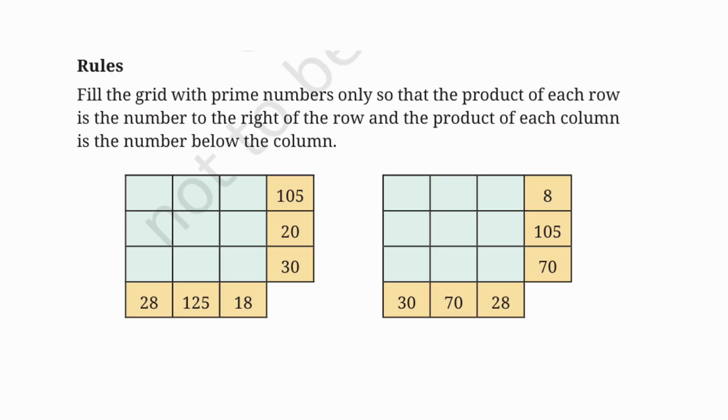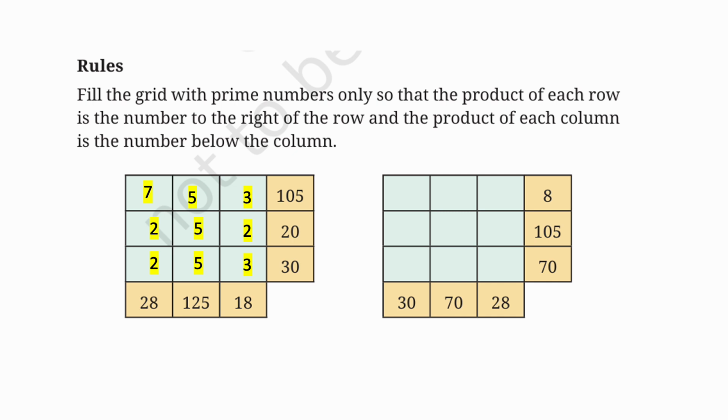Rules. Fill the grid with prime numbers only so that the product of each row is a number to the right of the row and the product of each column is a number below the column. See, 7 into 5, 35 into 3 is 105. Then 2 into 5 into 2 is 20. 2 into 5 into 3 is 30.